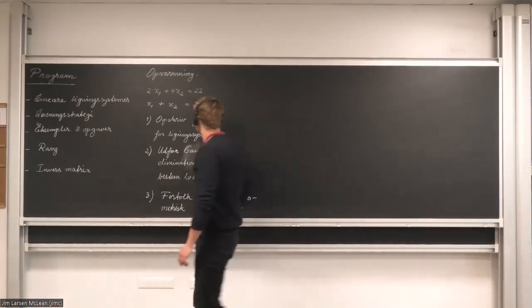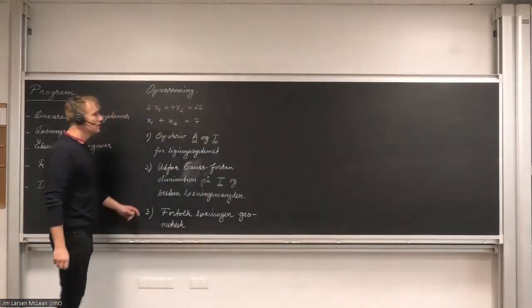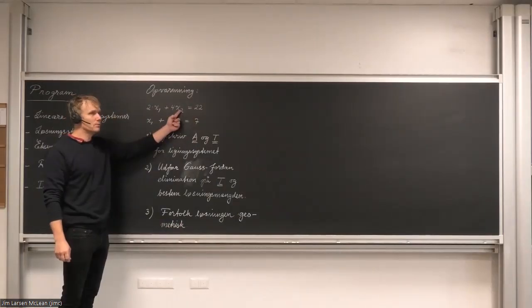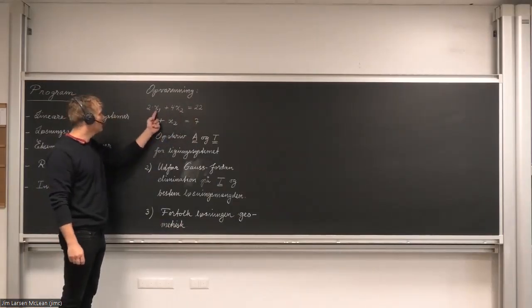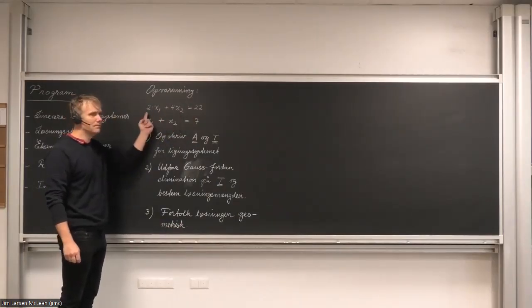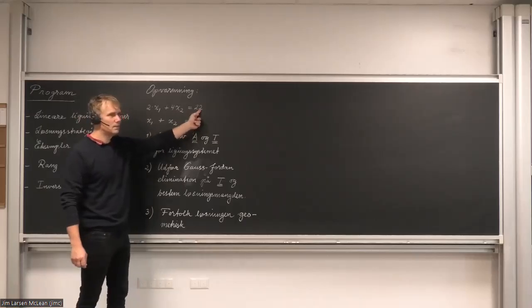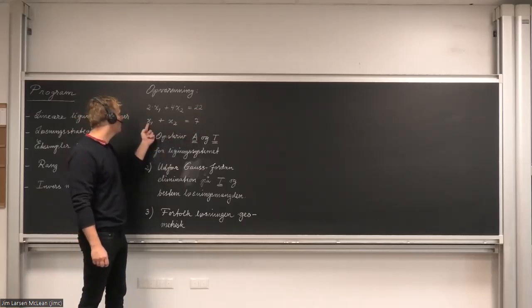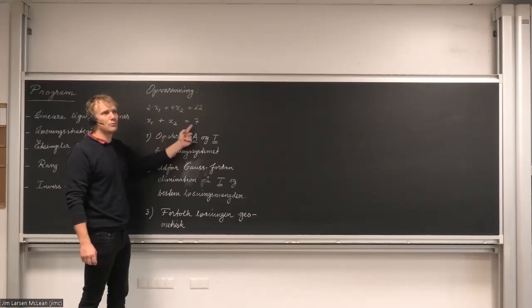What is written here is the problem. There are two numbers you do not know, x1 and x2. And you know that if you take twice x1 and 4 times x2 and add them together, it gives the number 22. Now you also know that if you add the two unknown numbers directly, it equals 7.